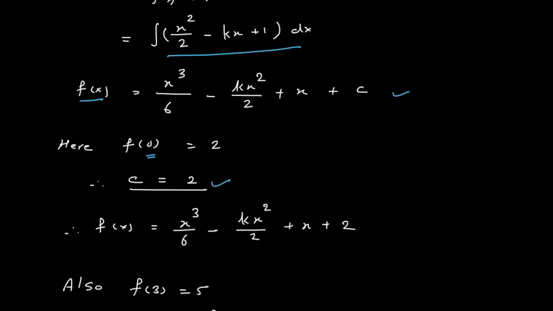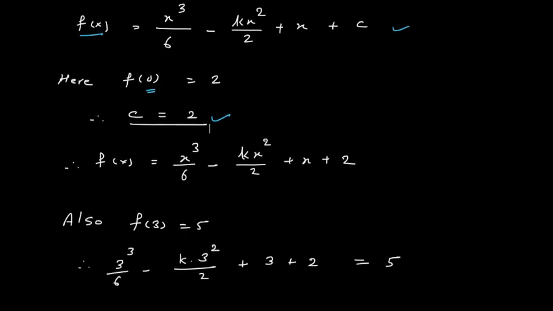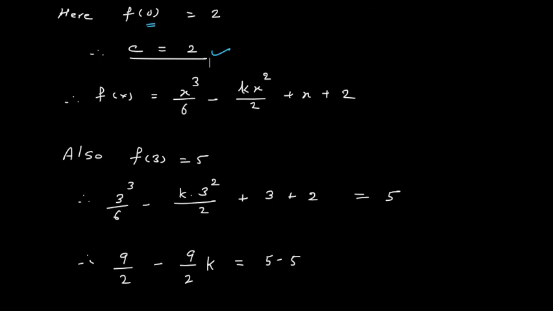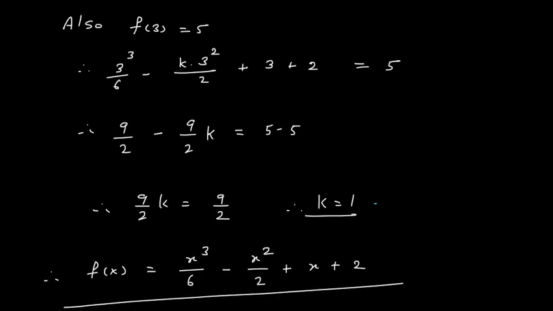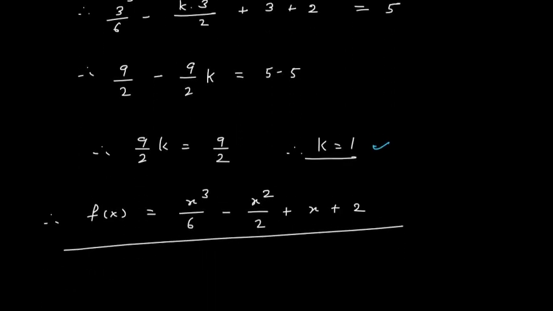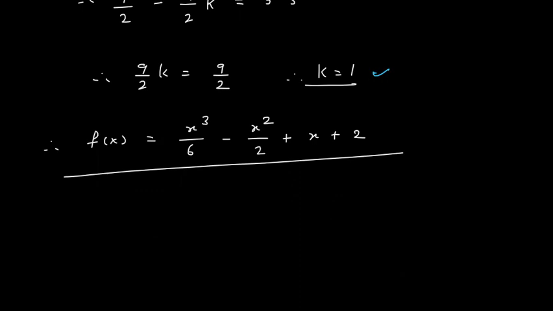Then there is one more condition. f of 3 is given 5. So I will replace x with 3. So once I replace x with 3, after solution I will get the value of k. So here we get k is 1. So therefore we put the value of k and we put the value of c, and this is your final answer. So now you see how you can solve the problems related with integration.